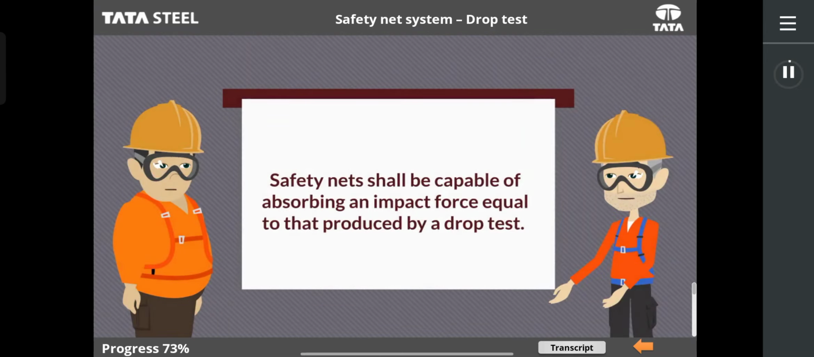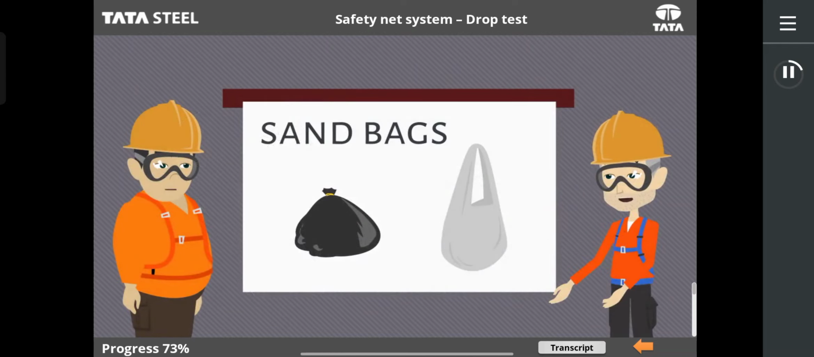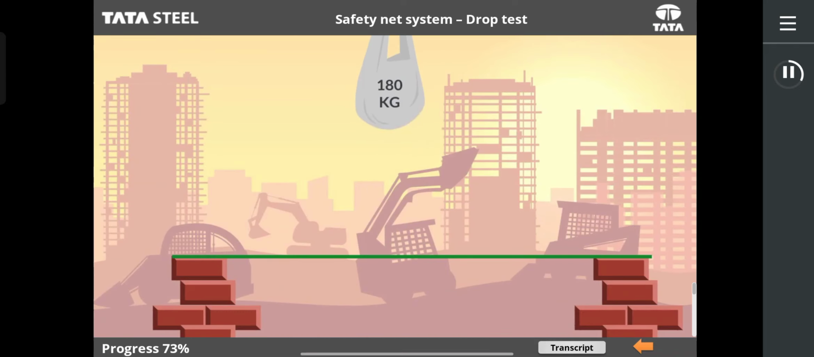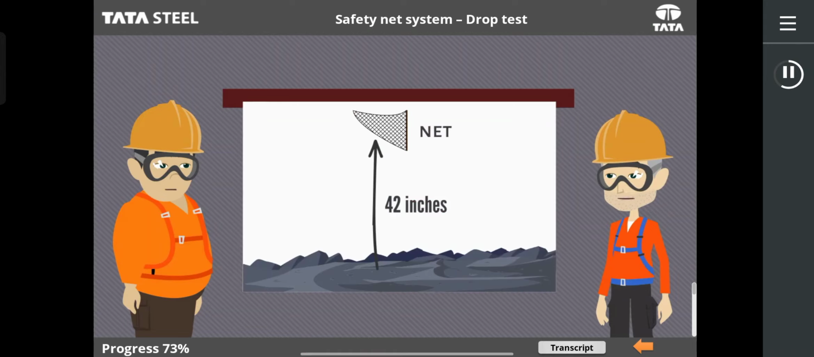Safety nets shall be capable of absorbing an impact force equal to that produced by a drop test. The test, if practicable and safe to drop a bag of sand as specified, shall be conducted by dropping a 400-pound or 180 kg bag of sand of 30 plus or minus 2 inches in diameter into the net from the highest working surface at which employees are exposed to fall hazard. The drop distance shall never be less than 42 inches above the next level.